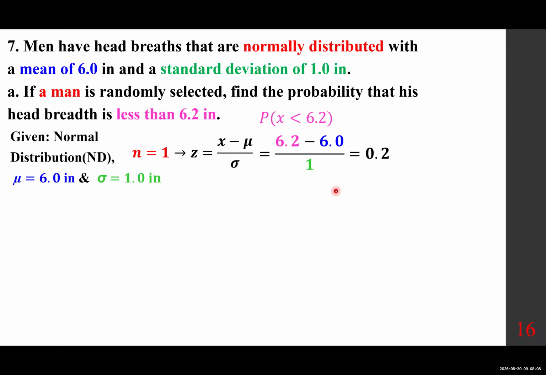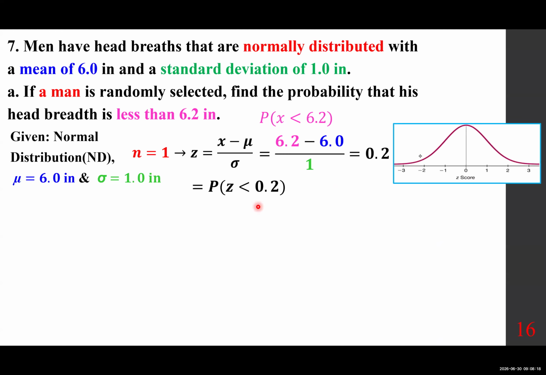Six point two minus 6 over 1 is 0.2. Probability of Z less than 0.2. Let's go with the graph. I really highly recommend you come up with the graph. So 0.2 is somewhere here. That means we want this area. The reason it helps is that you should recognize whatever it is has to be larger than 0.5, because half and half on each side. So we get 0.5793 from the table.